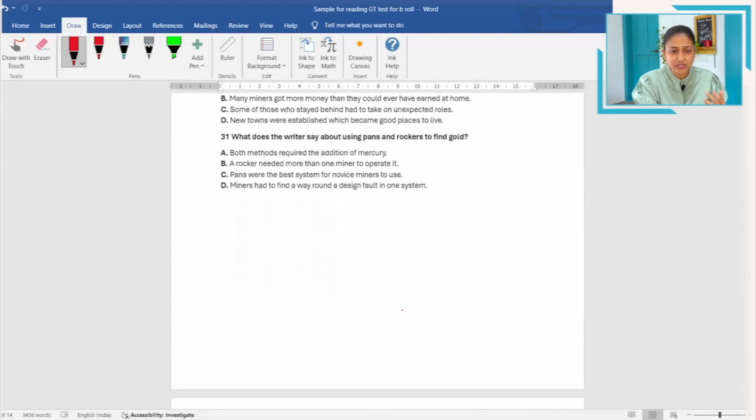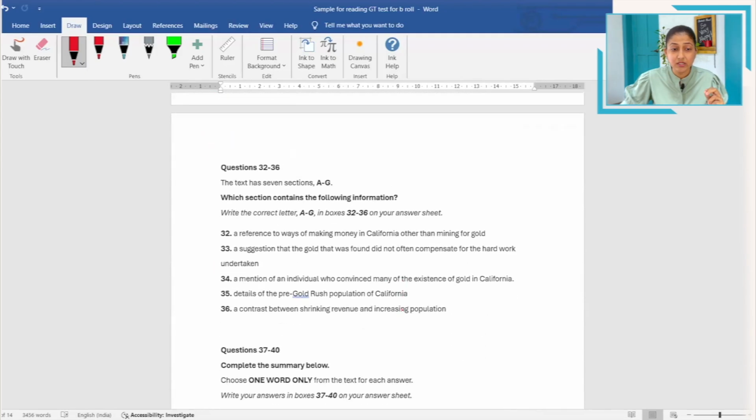When I scroll down, I see question 32 till 36. That means this is set number 2 for again the same passage, which is asking to do what? Which section contains the following information? Alright, so certain information is given which you have to match to the given paragraphs. Alright, means which sentence is present in which paragraph.